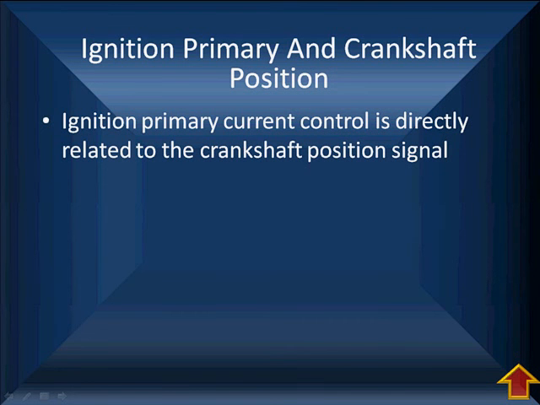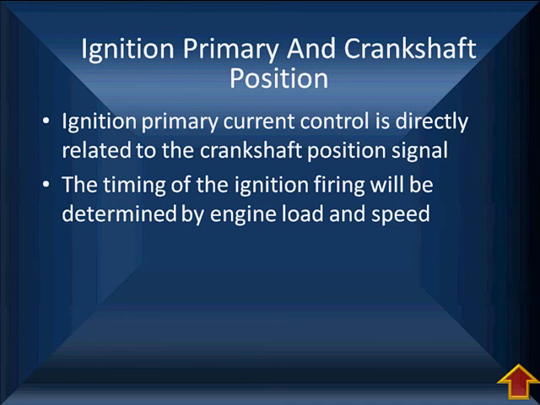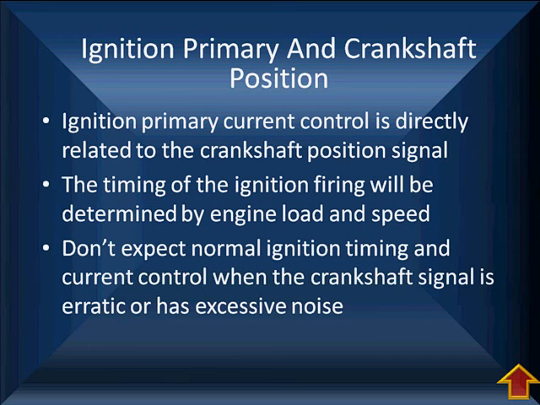So we've talked about the primary and the crankshaft position. I just want to remind you that coil primary current control is directly related to the crankshaft position signal in some way, shape, or fashion. The timing of the ignition firing will be determined by engine load and the engine speed. That's all mass airflow, MAP, stuff we've talked about earlier. But the bottom line is, don't expect normal ignition timing, and don't expect ignition control current to be right if the crankshaft signal is erratic or has excessive noise.